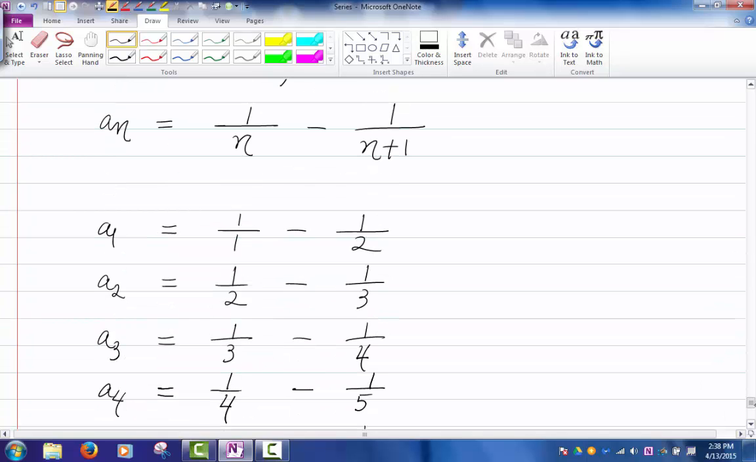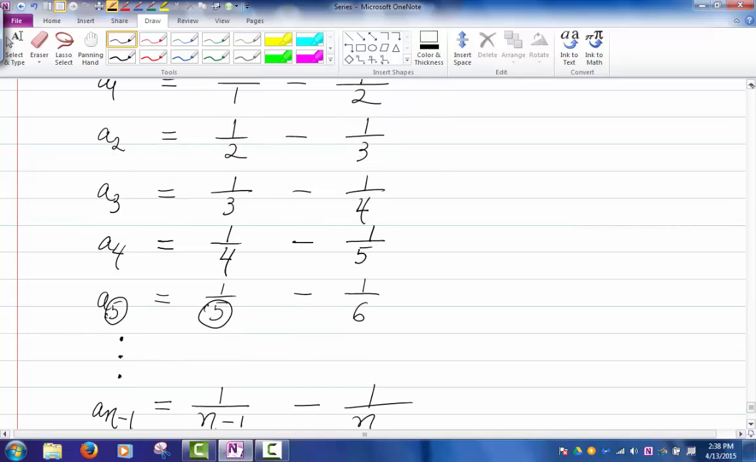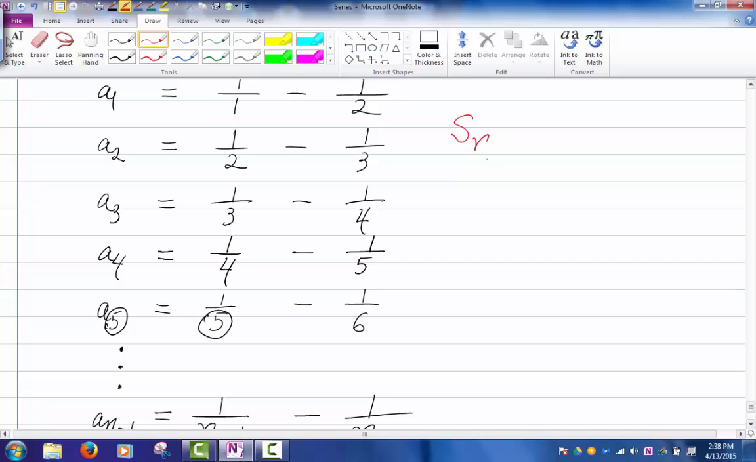Now, someone tell me what I'm going to get. What is Sn equal to? Sn is A1 plus A2 plus dot dot dot plus An, right? What is that equal to? Write it down and tell me what's Sn. You said I can stop, so that means you have seen enough to come up with Sn. What is Sn? 1 minus what? 1 over n plus 1, right?